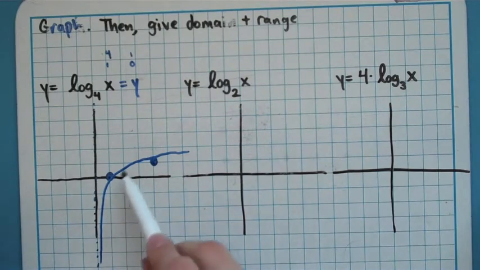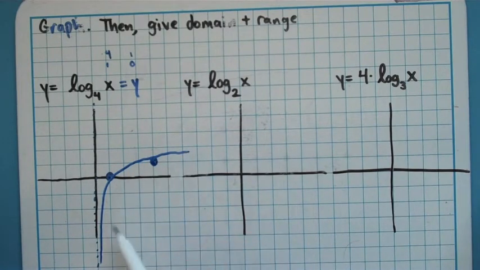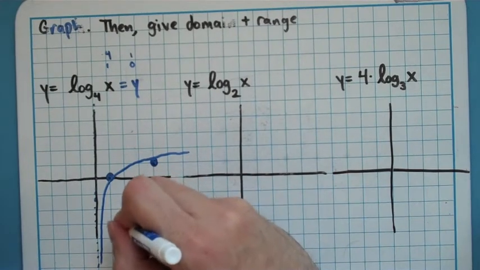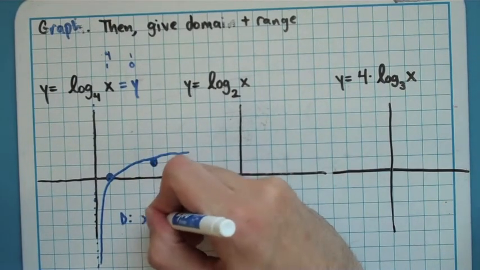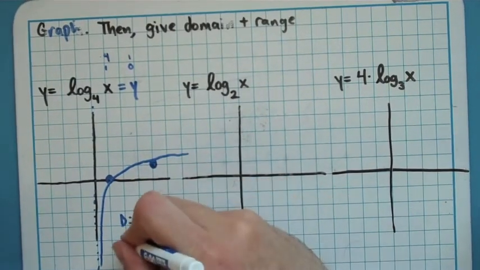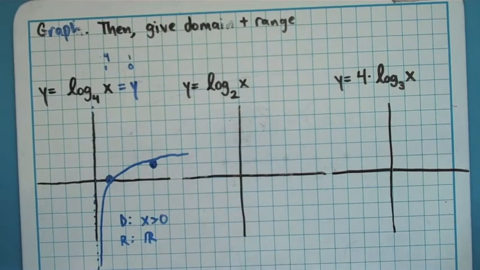Logarithmic graphs do not grow very fast at all. It just kind of goes like this. It's the inverse of an exponential. Our domain in this problem, the x's that we use, go from this line onwards here. We're looking at x is greater than 0, and our range is all real numbers.